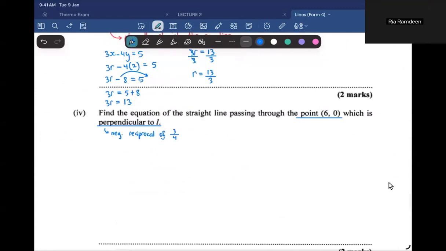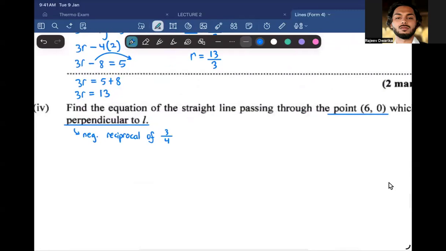Right, so we have a point. The point is 6, 0. So I'm going to call that P, 6 comma 0. And we have the gradient. The gradient is minus 4 over 3.